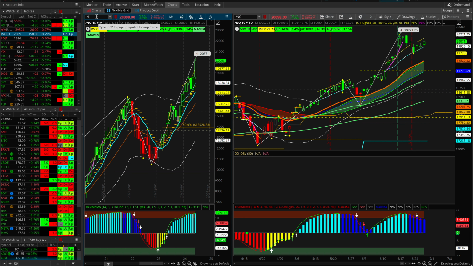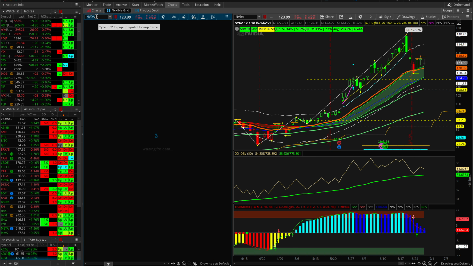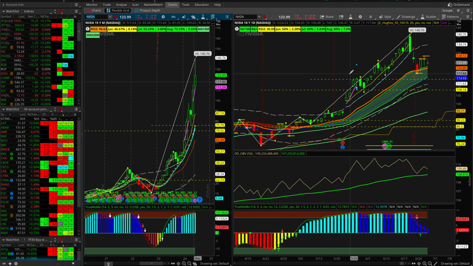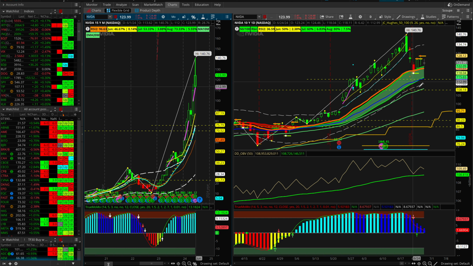Nvidia is like one of the ones I like to watch. It looks like a topping candle almost on the monthly chart, but everything is still relatively inside of a bullish trend here. So that's actually pretty wild. I don't really see a buy signal here to get into it, but it's also not a sell signal.